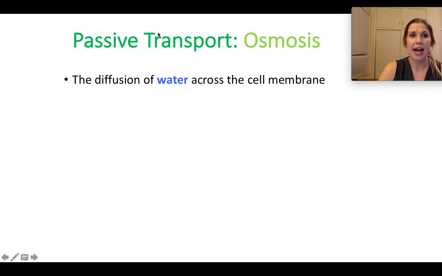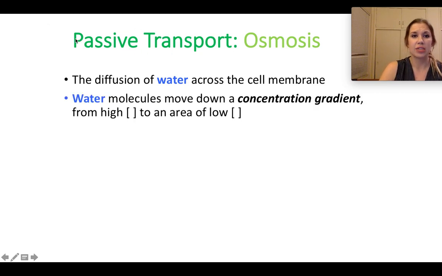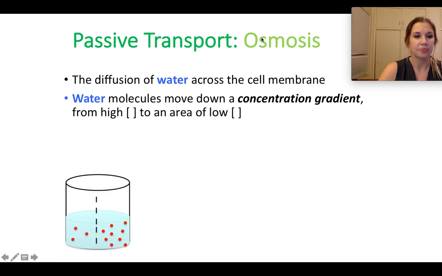All right, and remember that passive transport does not take any energy at all, and it is when something moves from an area of high concentration to an area of low concentration. We say that they're moving down their concentration gradient. They're moving with their concentration gradient. So for this type of transport, we're talking about water specifically because we're talking about osmosis.